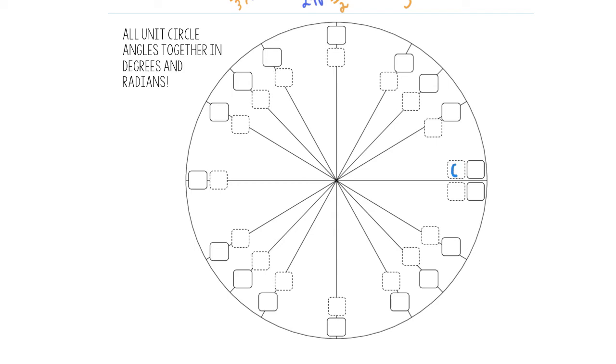So if we're starting out here, we have 0 degrees. Then we have 90 degrees, 180 degrees, 270 degrees. Those are the ones we talked about last week. 0 degrees is the same thing as 0 radians, so I'm going to use the outer box to represent the radians. We have pi over 2, pi, 3 pi over 2, and of course this is 360 degrees, which is the same thing as 2 pi.